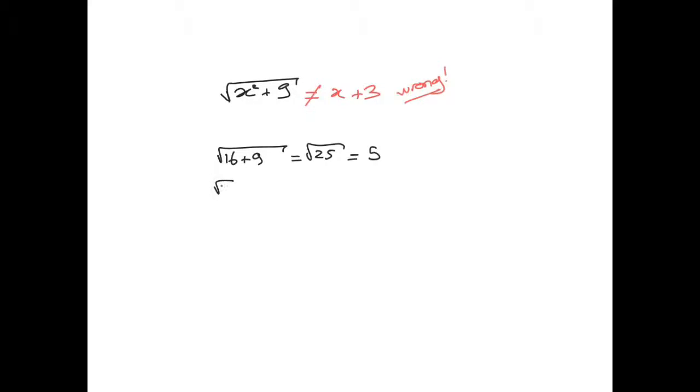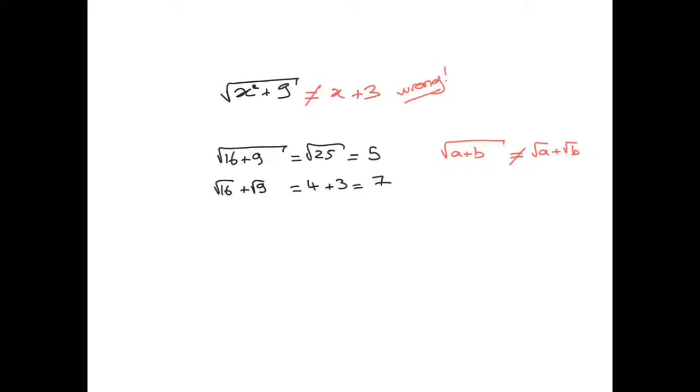Let's now have a look at the square root of 16 plus the square root of 9. The square root of 16 is 4, and the square root of 9 is 3. The sum of these two is 7. So you see that we find two different answers here, meaning that this square root is not equal to the sum of these two square roots. So this is something that we need to keep in mind, that the square root of the sum of two numbers a and b is not the square root of a plus the square root of b.